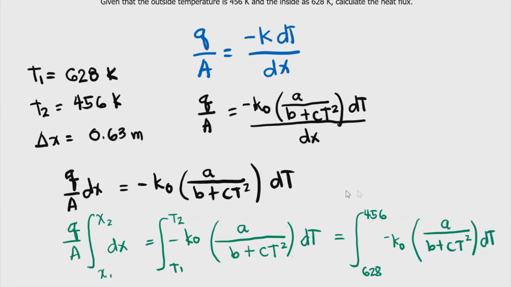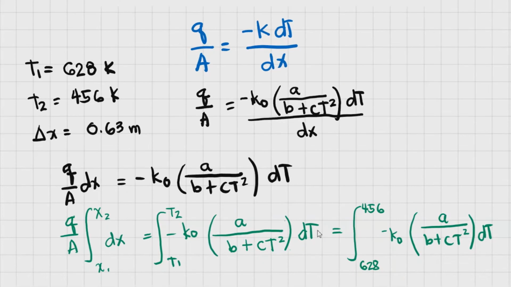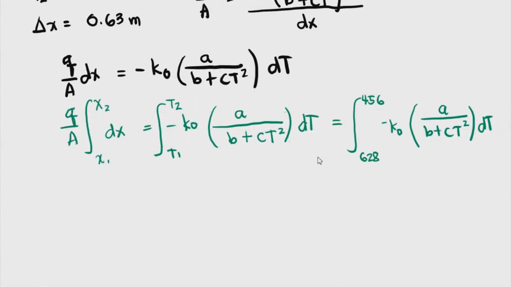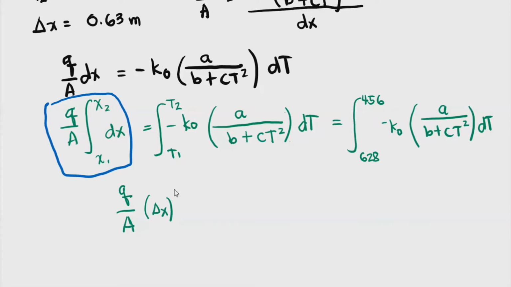Okay, and now with that, we can now do something with this equation para ma-proceed natin yung ating solution. Okay, so let's just rewrite this expression here. This expression, ito muna, since dx lang naman yun, so we can just simply make it x sub 2 minus x sub 1, and then magiging delta x. So we have here Q over A, then delta x.